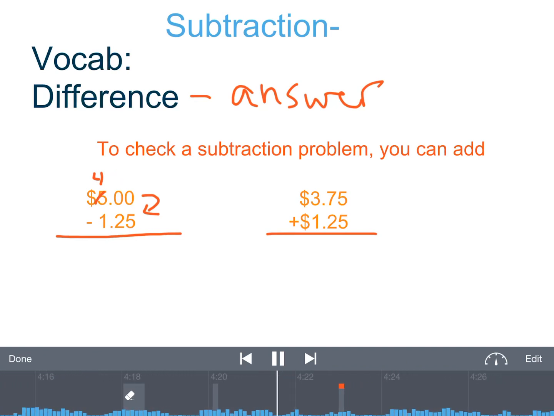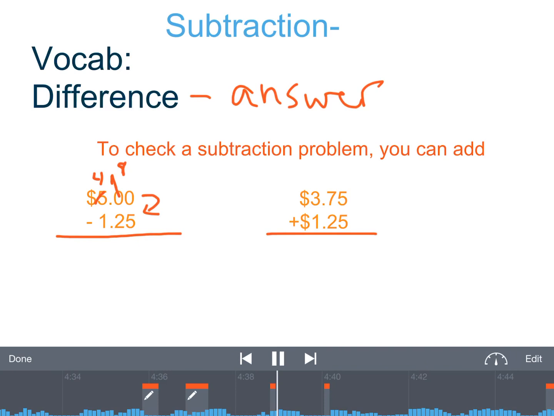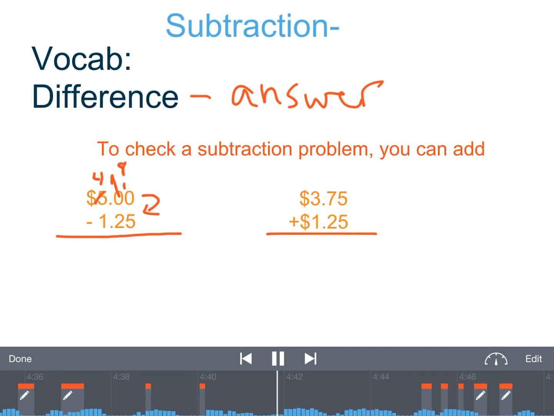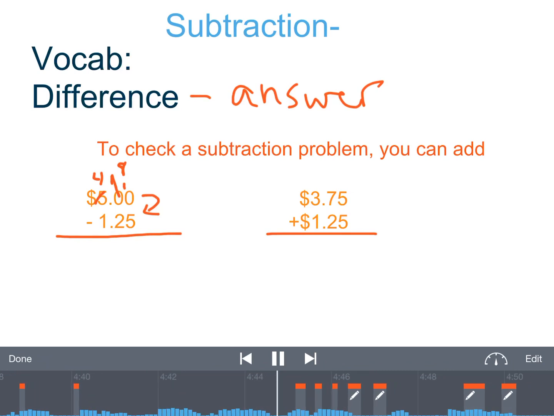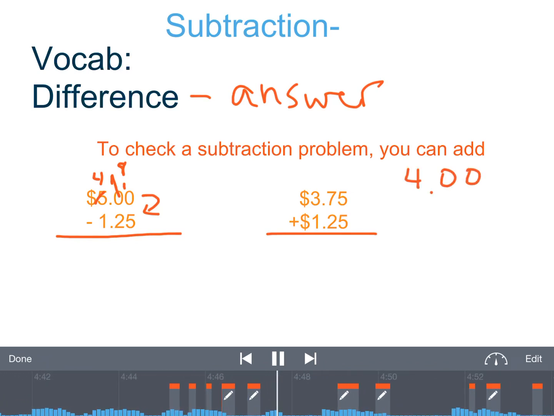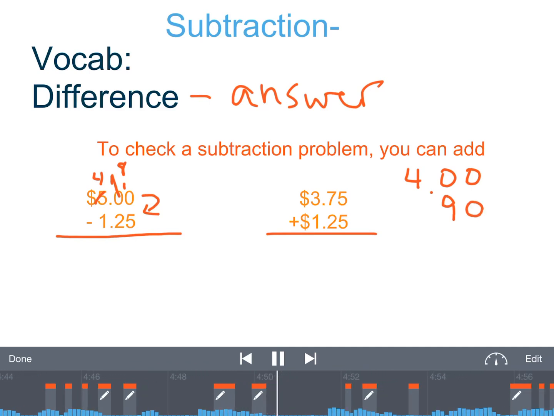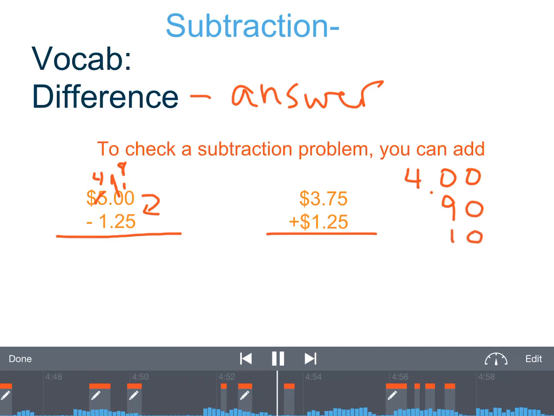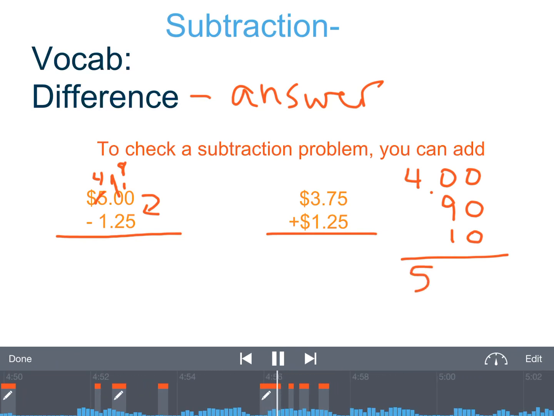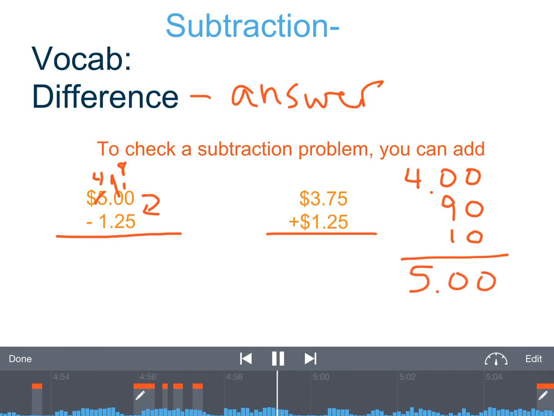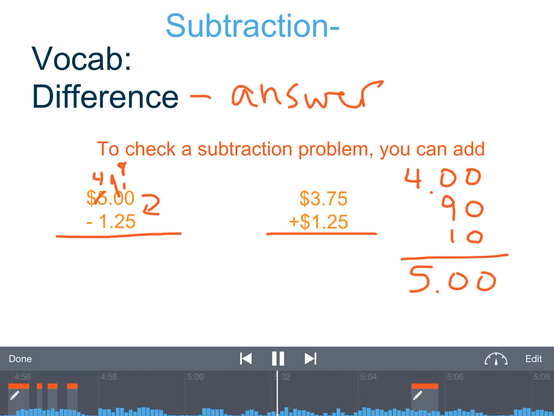How are we going to do that? We take that, and that is 10 tens, right? And that's 100 cents. But we need some cents. So we're going to take the 10, make that a 9, and make that a 10. In essence, what I've done here is I have $4, and I have 90 cents, and I have 10 cents. If you add all that up, you still have $5. You're just divvying it up among the place values here.